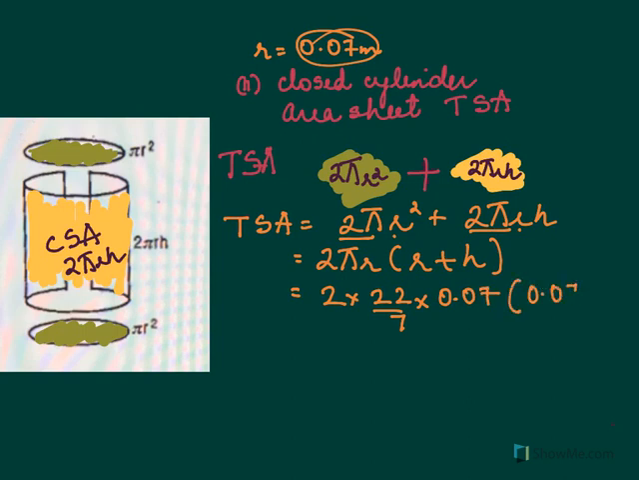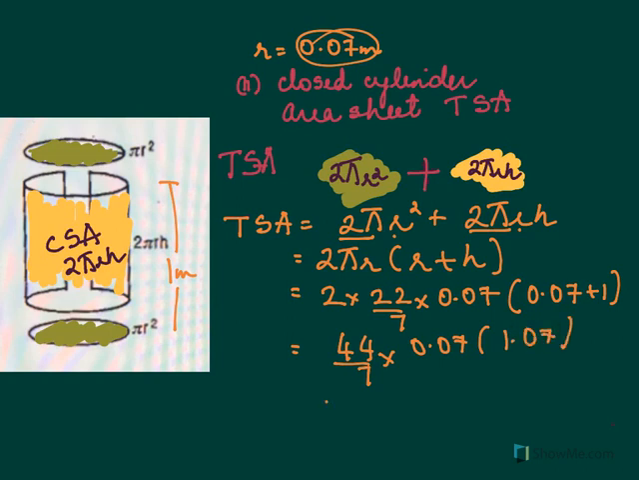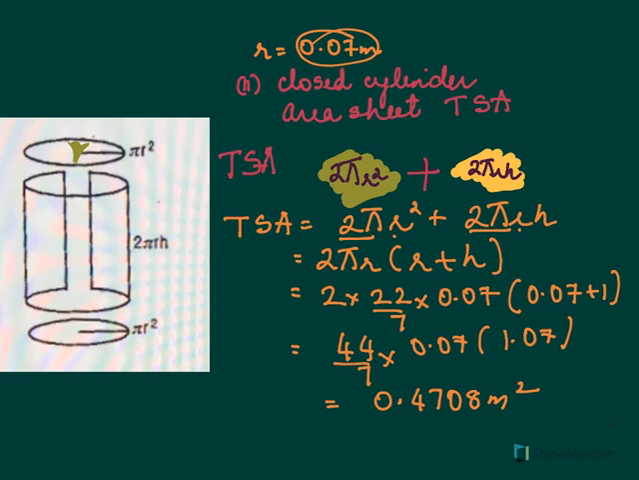0.07. Your h was 1 meter. That was given to us, 1 meter as the h. And then we do this calculation. You will get 44 by 7 into 0.07 plus 1, that is 1.07, and on this calculation you'll get 0.4708 meter square. So in this, remember when you want to find the TSA, it's a closed cylinder. So we have to find the TSA, which has three surfaces.